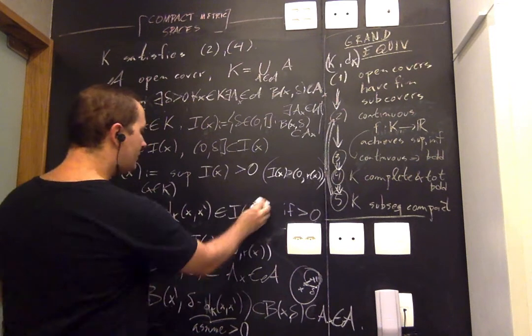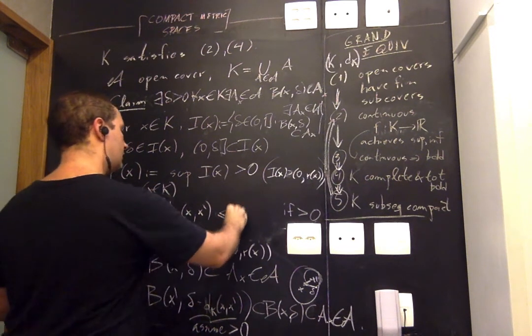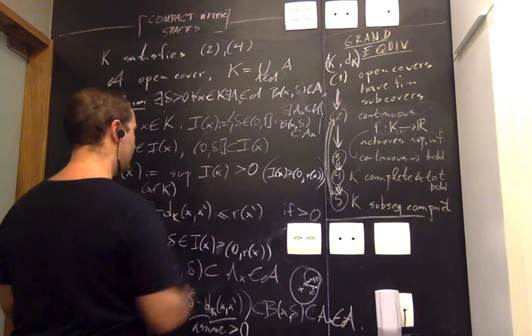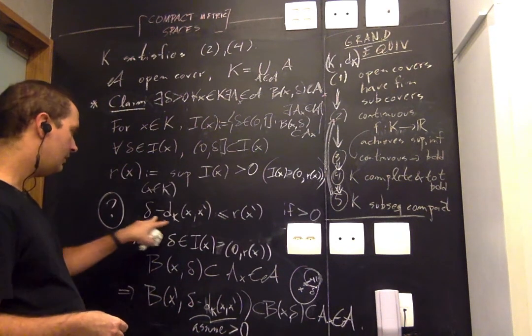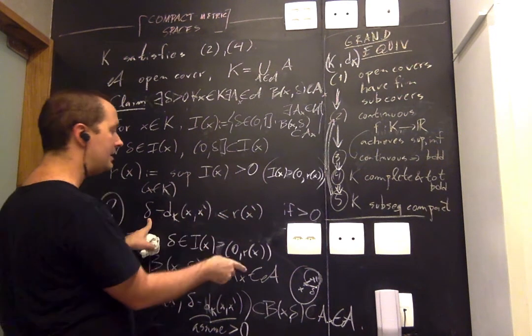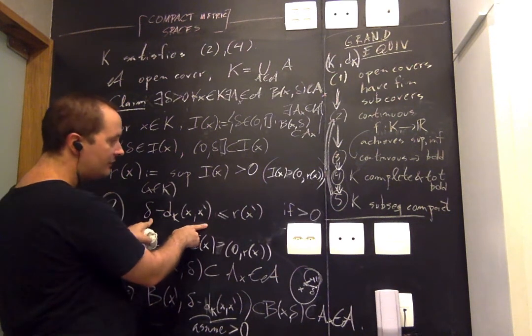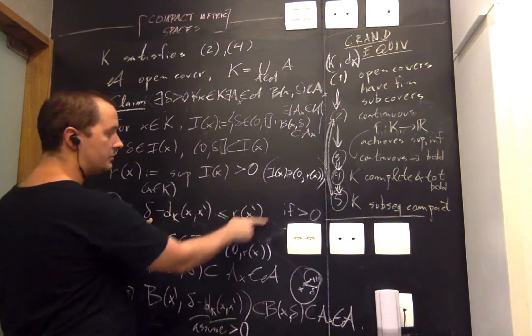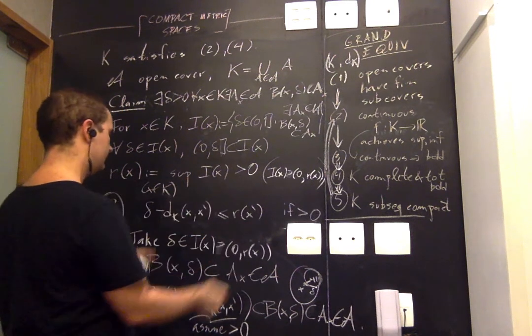Now, from this, I want to conclude that this is less than r of x prime. Why is that? Well, if the number is positive, it belongs to the set I of x prime, and it's got to be less than the supremum, right? If this number is negative or 0, then certainly this is true too, because this is positive, right? Remember that r of x is a positive number.